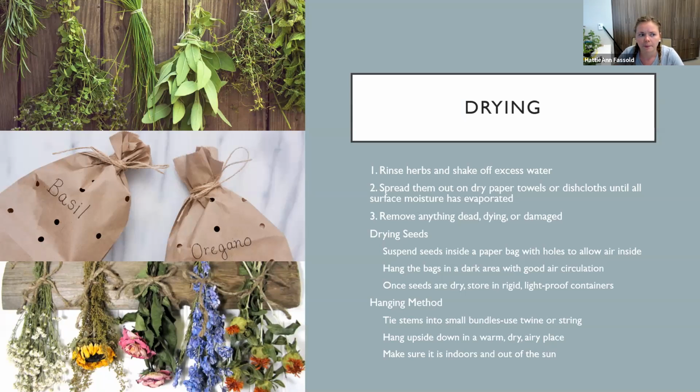There was a lady in my hometown who would hang her herbs up in the kitchen. She said that they would dry out faster, and that always made the kitchen smell really nice. So you do just want to make sure that they're hung upside down, with good air circulation, and make sure it's indoors and out of the sun, because sometimes the sun can bleach things or even burn the leaf tips.